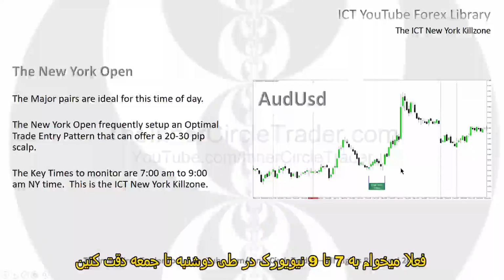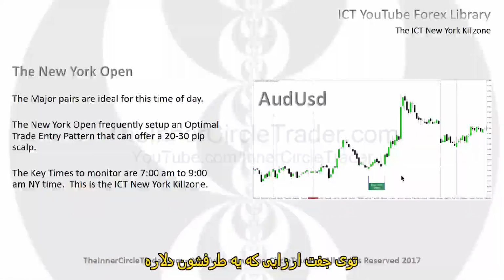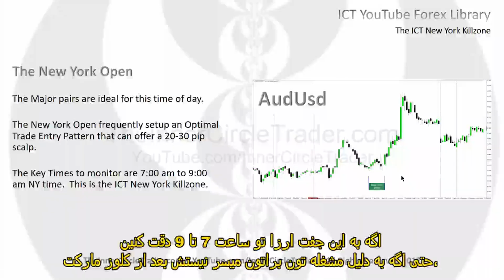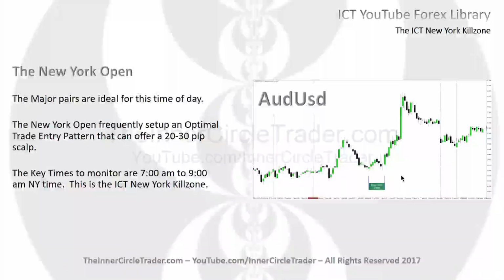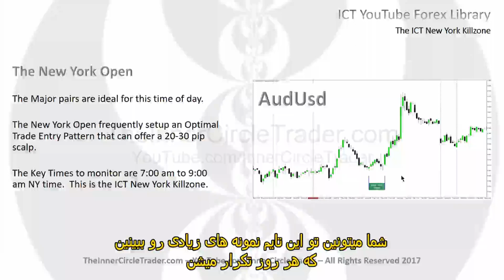For now, I want you to just be content with identifying between 7 o'clock and 9 o'clock in the morning, Monday through Friday, when the dollar crosses. In other words, every pair that's crossed with the dollar, if you watch those pairs between 7 o'clock and 9 o'clock in the morning, and if you have a job or a business and you can't trade this particular time of day, even if you look at it in hindsight in the evening after the market has closed, you'll be able to see many examples that repeat themselves every single trading day.